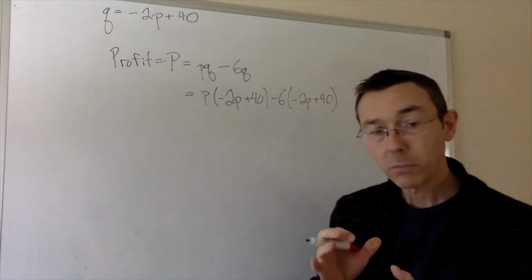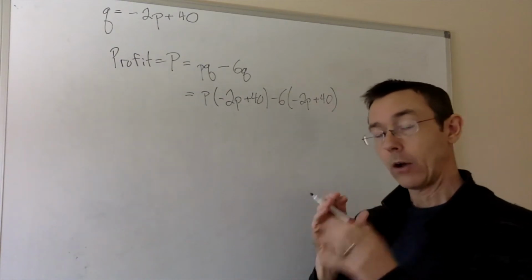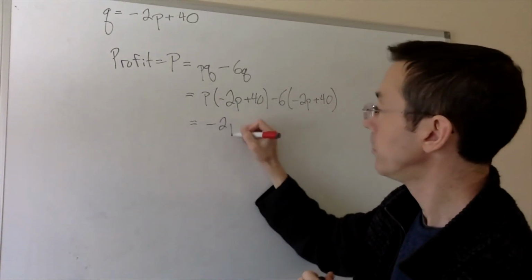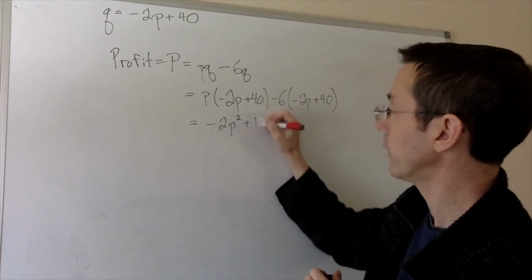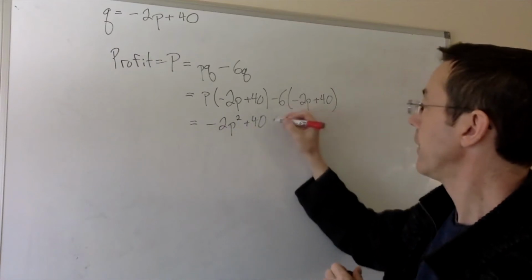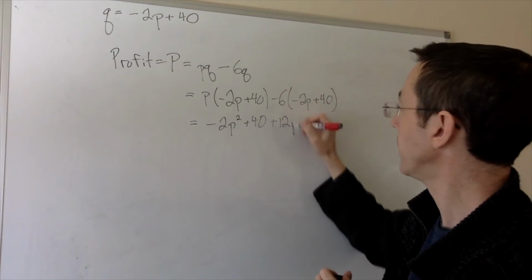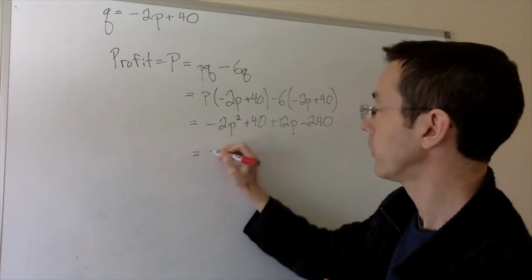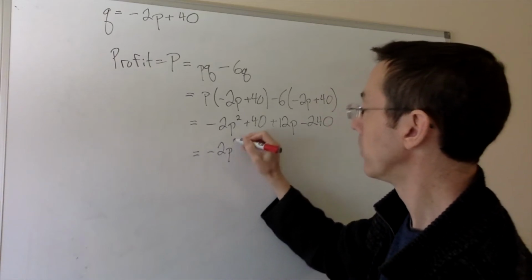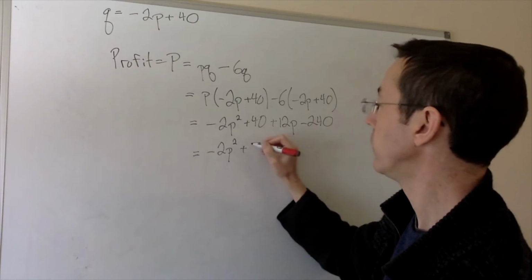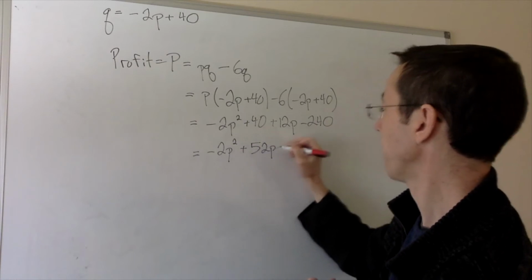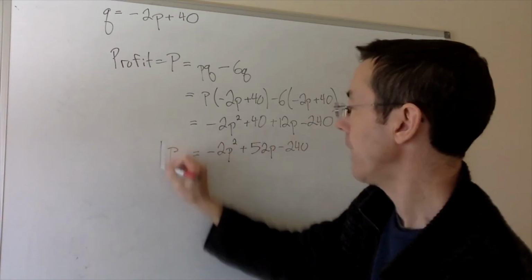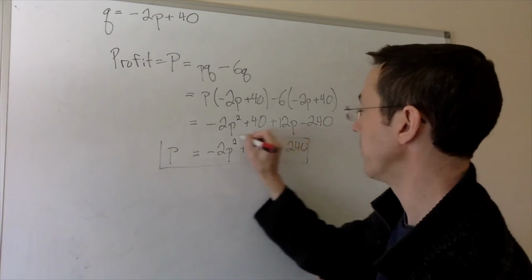Let's do a tiny bit of simplification here to make the calculus a little bit easier on the next step. I get negative 2P squared plus 40P as I distribute here. And then there, I get plus 12P minus 240. Combining like terms, negative 2P squared plus 52P minus 240. That is the function that we need to maximize.